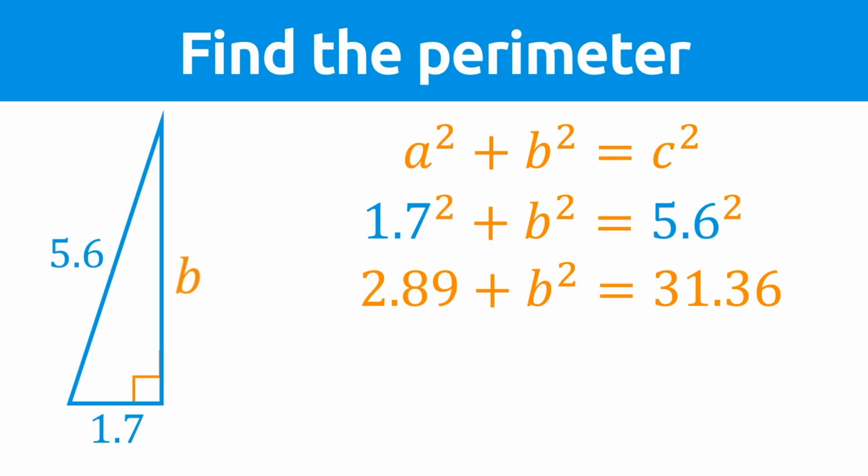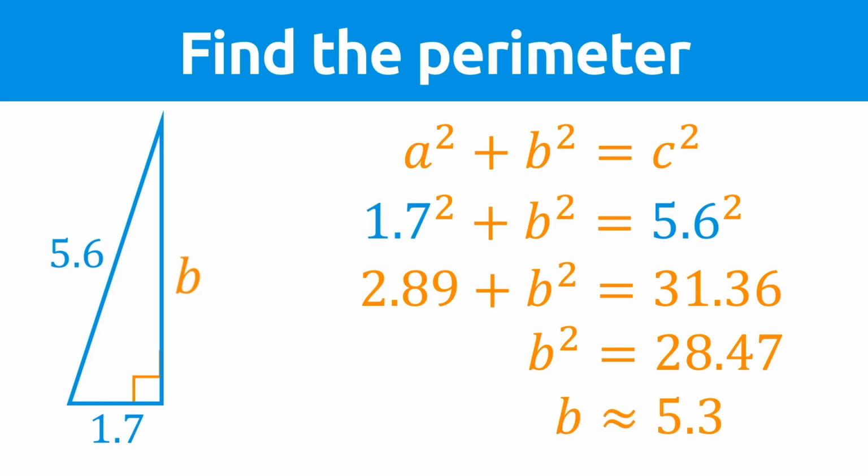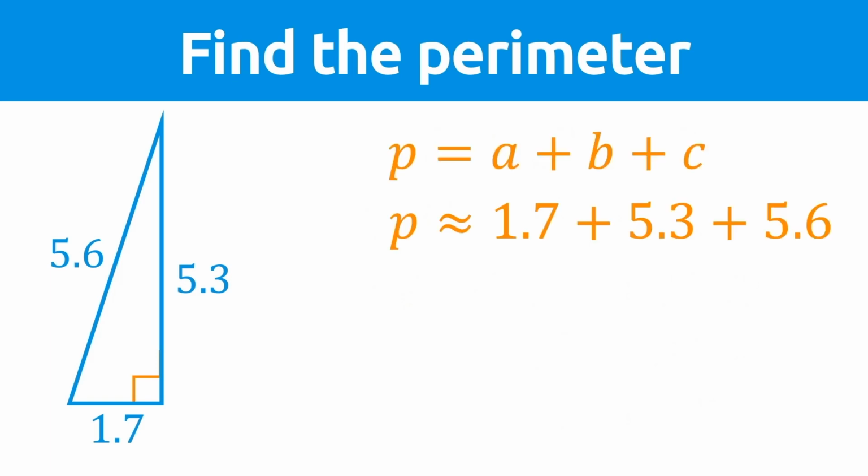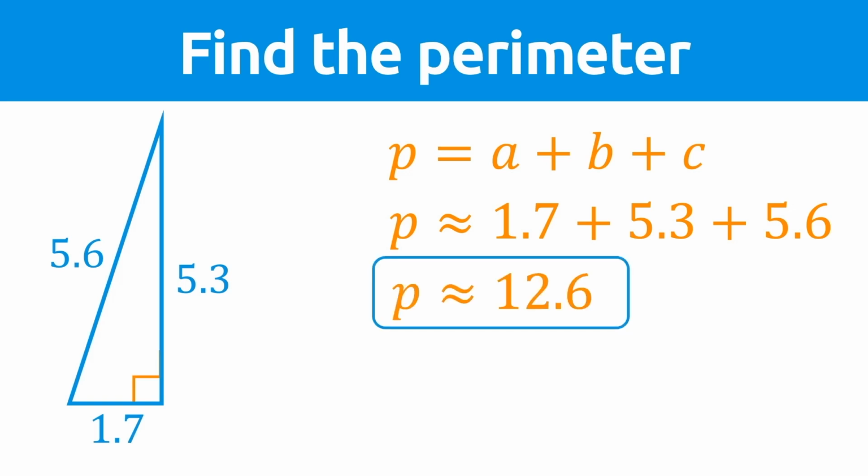Next, we subtract 2.89 from both sides. So b squared equals 28.47. And then we take the square root. So b is approximately 5.3. Remember that we want to find the perimeter of the triangle. Now that we know the lengths of all three sides, we can add those together to get our perimeter. So we add 1.7 plus 5.3 plus 5.6, and our perimeter is approximately 12.6.